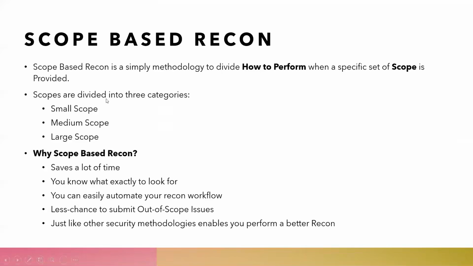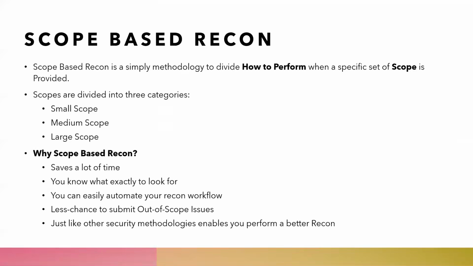Now, there are basically three types of scopes when we talk about scope-based recon: the small scope, the medium scope, and the large scope. Now, why scope-based recon? It saves a lot of time because you know what specific things you want to look for. You can easily automate your own recon workflow. In your small scope recon, you just want to do subdomain enumeration and subdomain takeovers. You can write a small script using 4 or 5 tools for subdomain enumeration, and then you can just simply probe them and send it to the subdomain takeover tools and try to see if it's working for you.